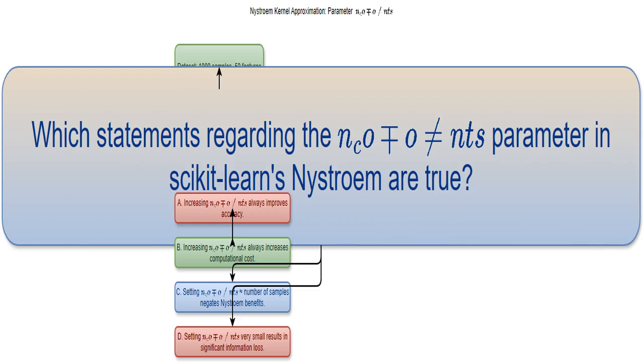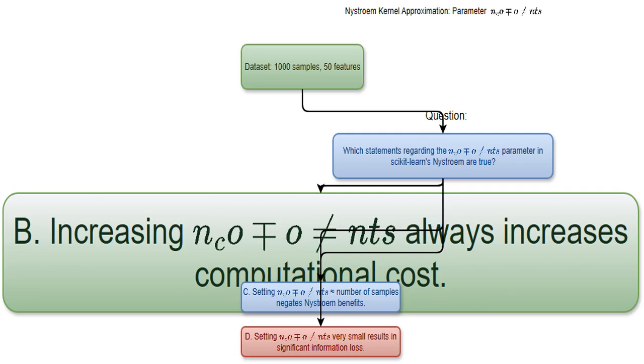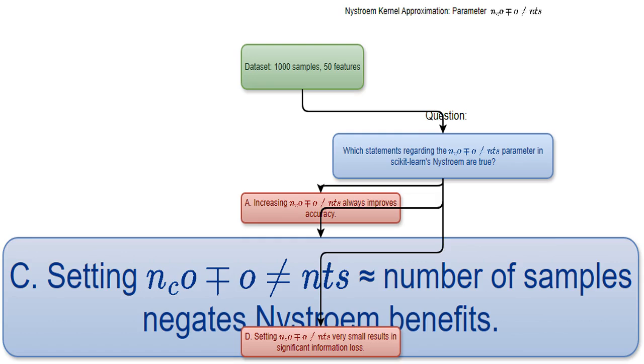This is the core question. I will examine a few statements about how n_components, the size of the subset of data that Nystroem uses, affects the accuracy and speed of the approximation. If I increase the size of this subset, n_components, the calculations will take longer. This is always true. A larger subset means more calculations for the Nystroem approximation. Setting n_components to be almost equal to the total number of samples negates the benefit of using Nystroem in the first place. It's like taking the long way instead of the shortcut.